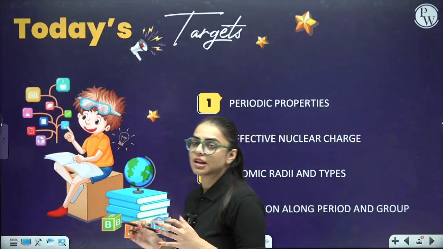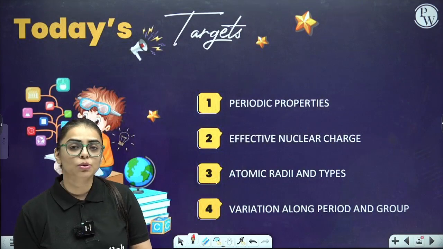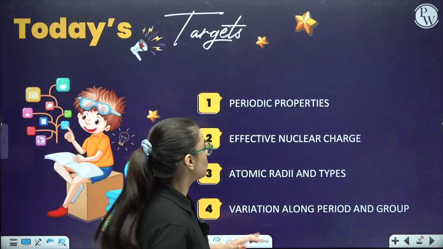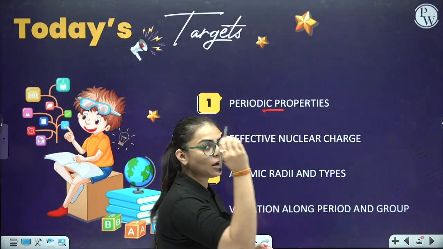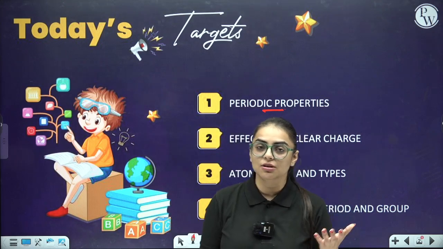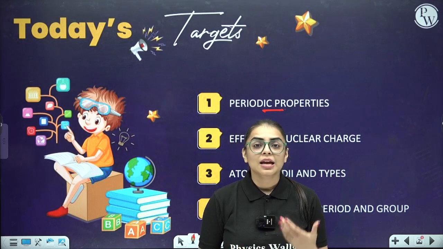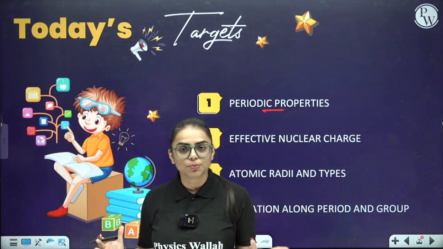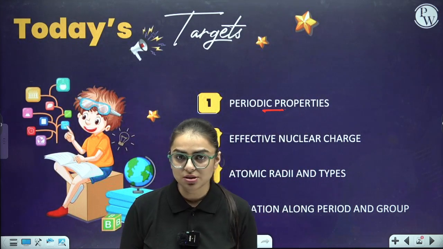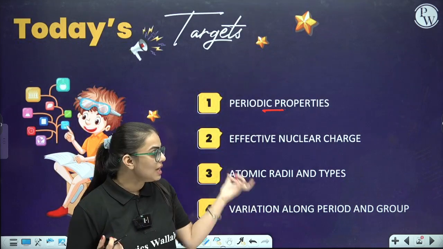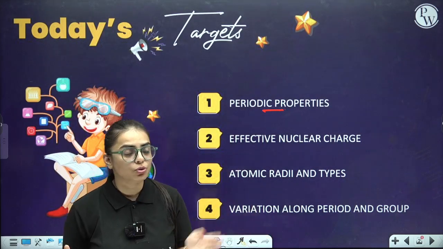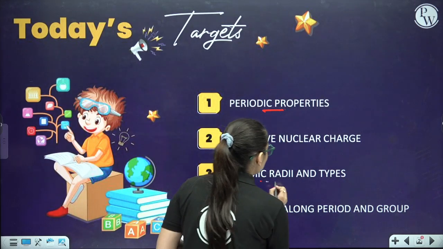The very first thing I was discussing just now was periodic properties. Mainly we are going to cover atomic radii, ionization energy, then electron gain enthalpy, electron affinity, and electronegativity. These are all periodic properties that we are going to study, students, one by one. Today, in lecture number 4, we are going to do atomic radii and its types.